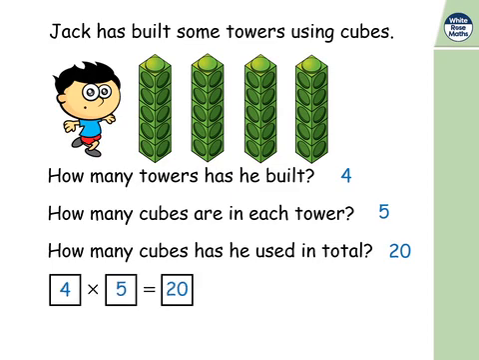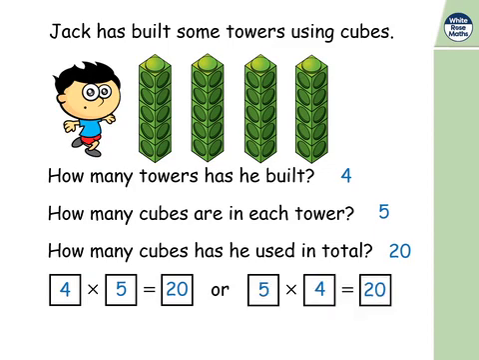The calculation for this is 4 times 5, or 4 groups of 5, which is 20. Or he could have said 5 4 times, which is also 20.